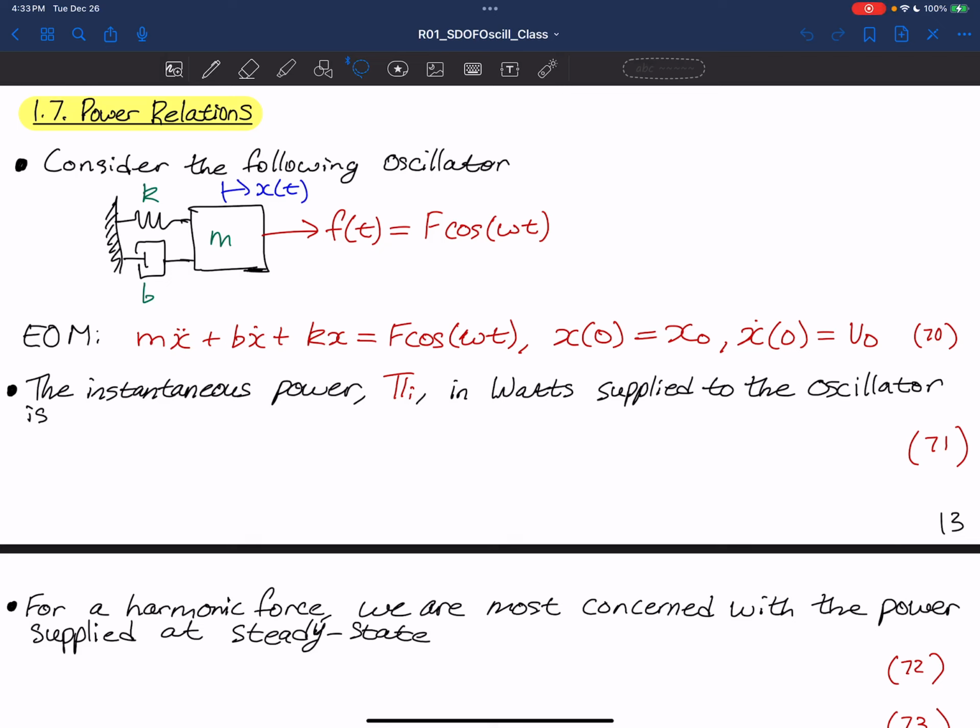Hello and welcome back to MEC 416/816 Engineering Acoustics. In this lecture, we're going to finish and wrap up our discussion of single degree of freedom oscillators, and specifically we're going to talk about power relations.